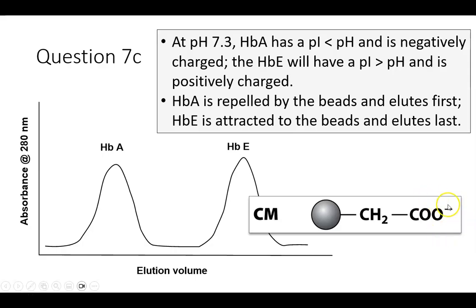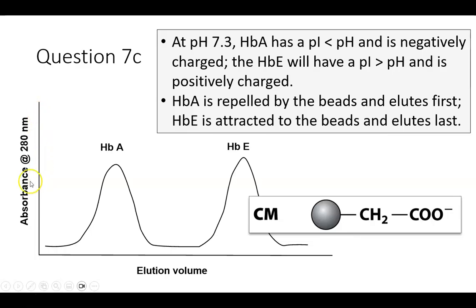Cation exchange is named, remember, for what binds to the bead, not the bead itself. So if hemoglobin A is negative, it's going to be repelled. It'll come off first. And hemoglobin E will be attracted, so you have to wash a lot of buffer through it, and it will come out last. We monitor this by elution volume as the proteins come off the column. You could say fraction number, you could say time, that would be okay.